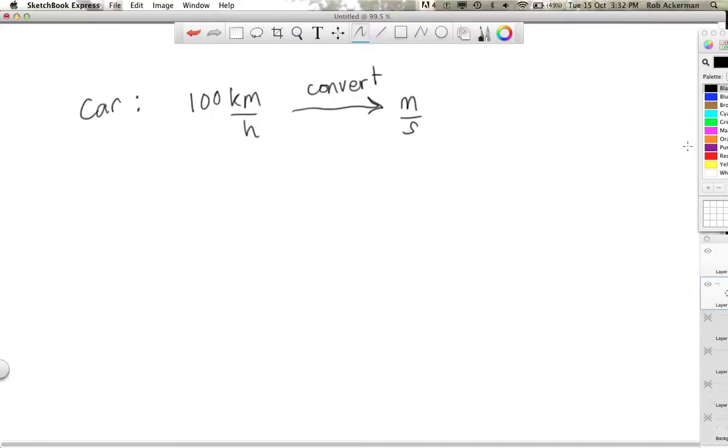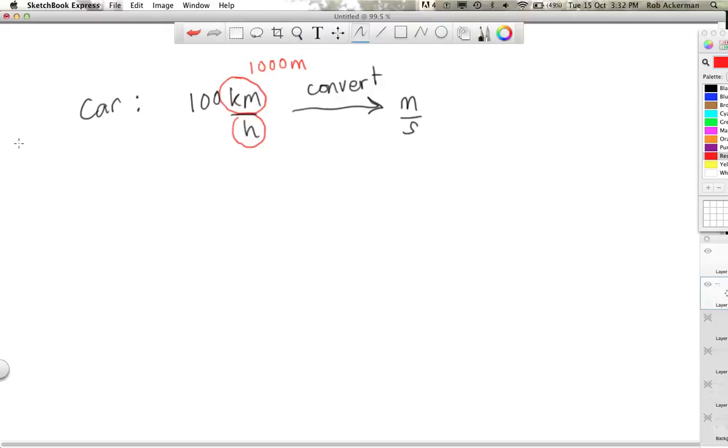Well, it's actually not that hard. The first thing to realize is that a kilometer is equal to 1,000 meters. And you guys know your metric prefixes, so you know kilo means 1,000 meters. What about hours? You'd have to convert hours into seconds.